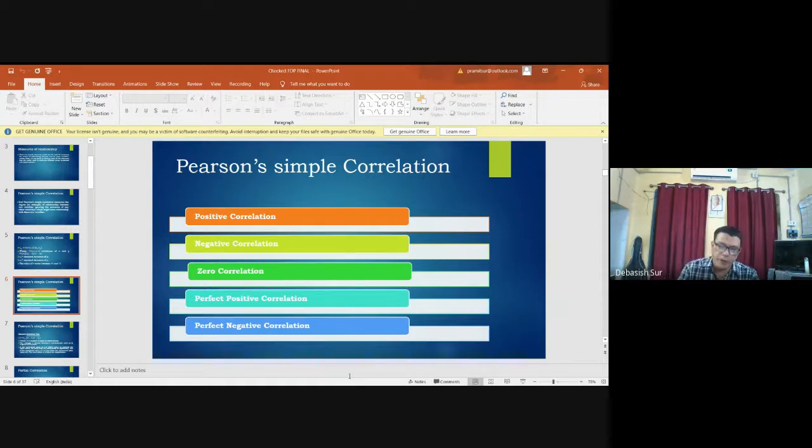Generally, we find the correlation between price and demand. It is a negative correlation. If price increases, demand goes down. Similarly, negative correlation we find in case of the relationship between rainfall and temperature. If rainfall increases, temperature goes down. So there is a negative relationship between price and demand, or relationship between rainfall and temperature.